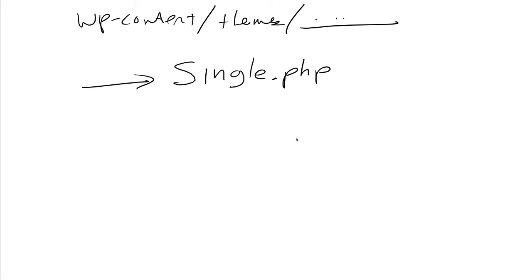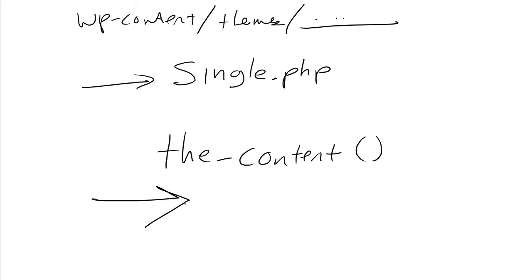Now, I mentioned in another video the function called the_content. If you look inside single.php, you're going to see somewhere in there this function called the_content. Basically what that does is it displays the content. It's very aptly named, actually. And so what you want to do is insert your social media code right underneath that function. So you've got the content, which displays the post content, and then underneath that, you put your code. And then it's going to display underneath the content.